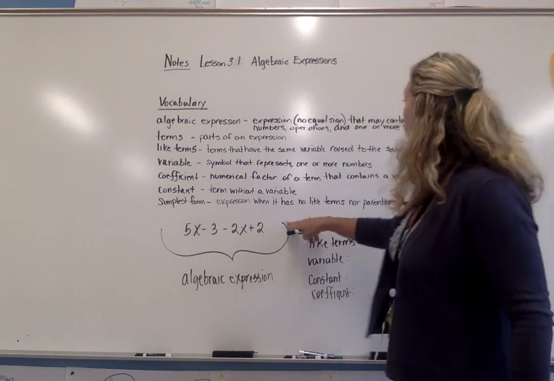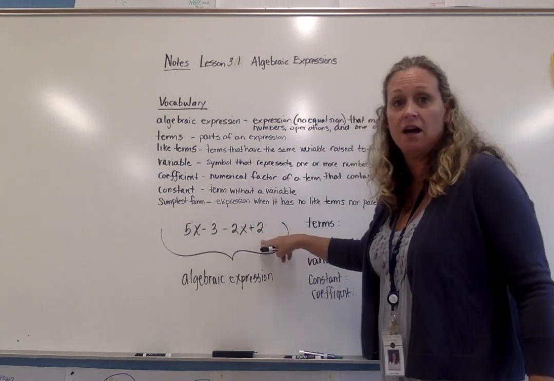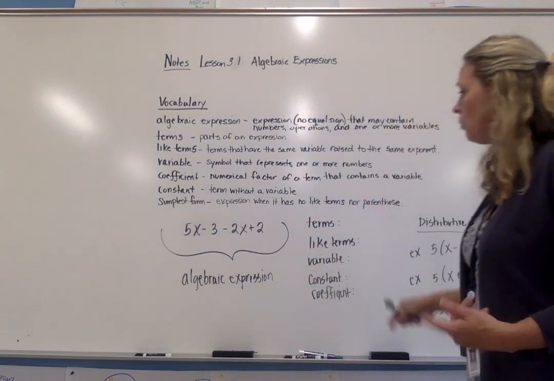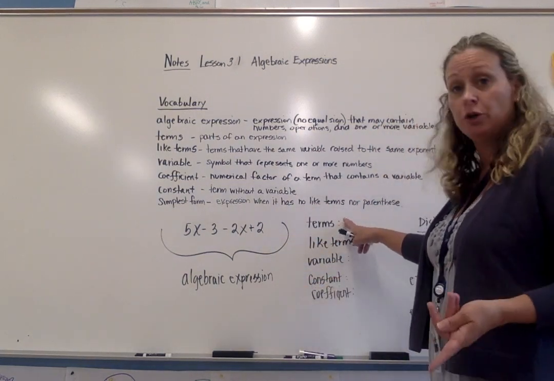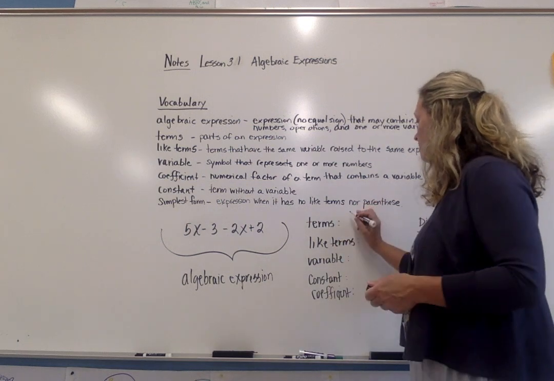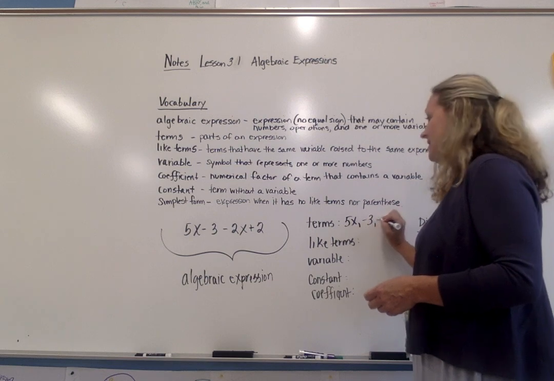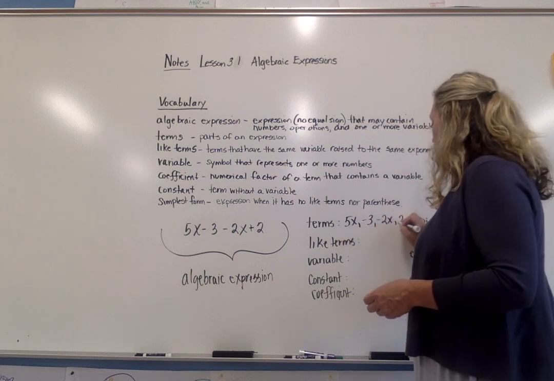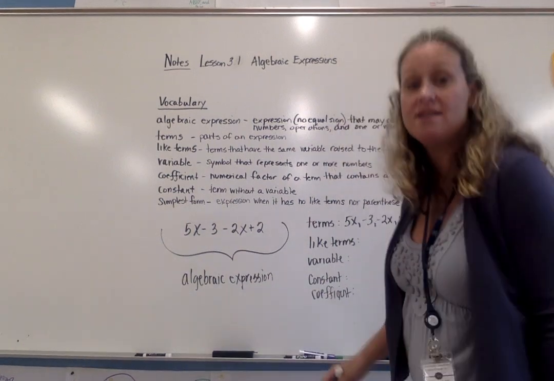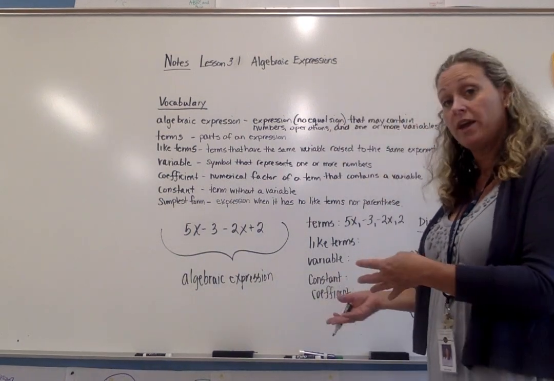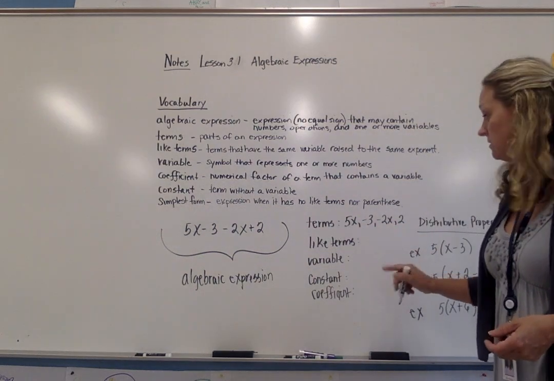So here is an example of an algebraic expression. It has no equal sign. It does contain variables and numbers. So when I'm looking at this algebraic expression and I want to list the terms, I'm going to list the terms as 5x, -3, -2x, and 2. These subtraction signs are the exact same thing as a negative symbol because you're adding them. So do not forget to include those negative signs.